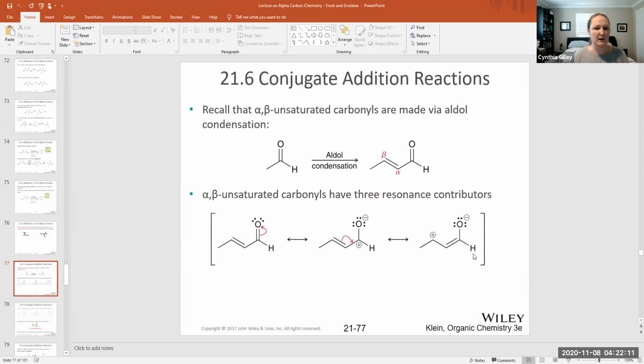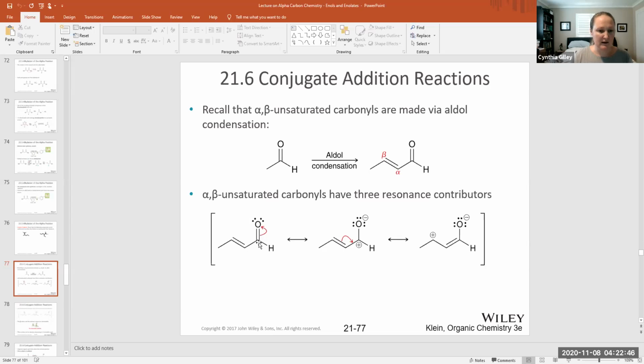Now we're moving to 21.6, conjugate addition reactions. So recall from earlier in the chapter, we can synthesize alpha, beta unsaturated aldehydes through aldol condensation reactions, starting from simple aldehydes. And now we're going to talk about subsequent reactions of this as a reactant that we were able to synthesize previously. Let's first start by drawing out the resonance contributors of the alpha, beta unsaturated aldehyde.